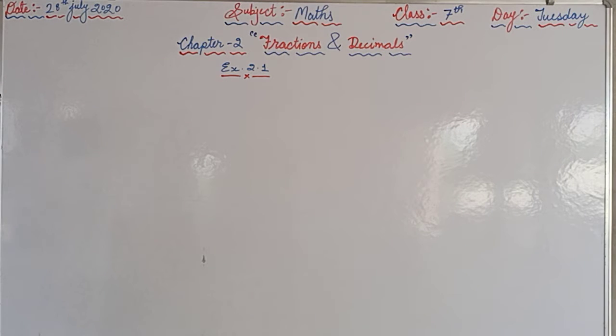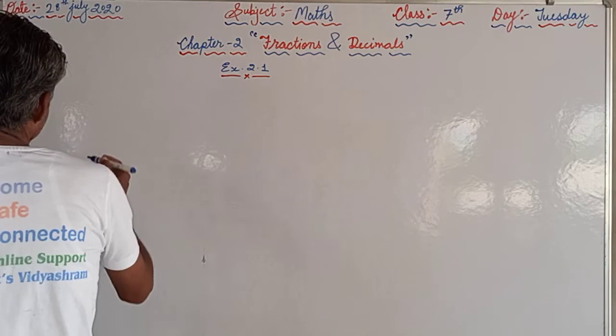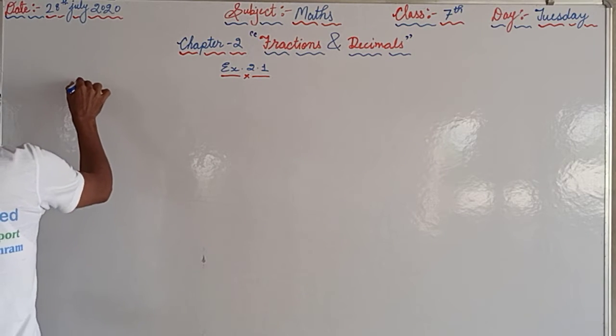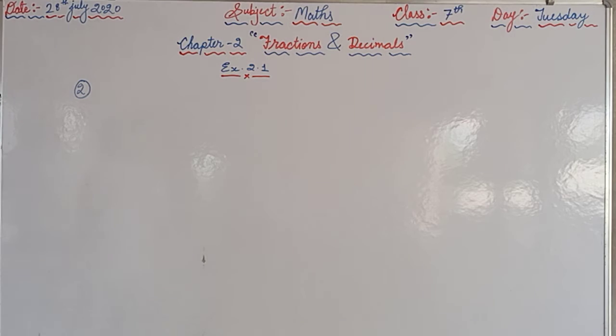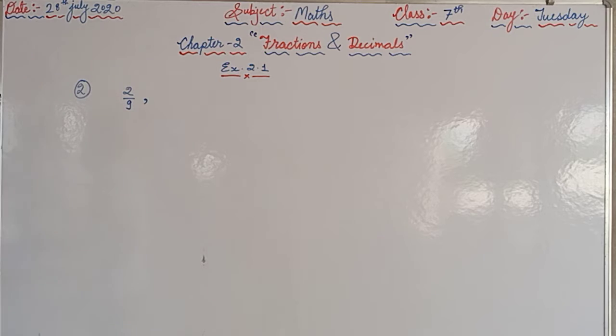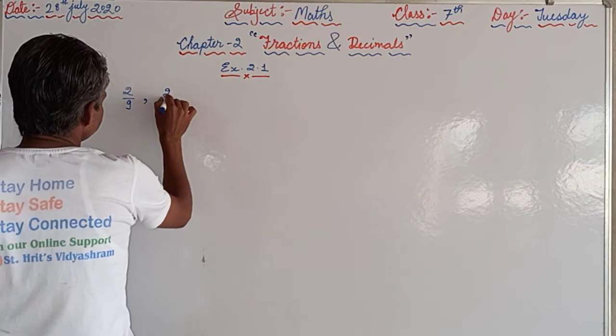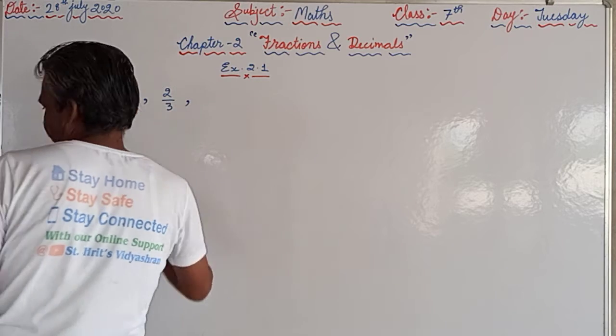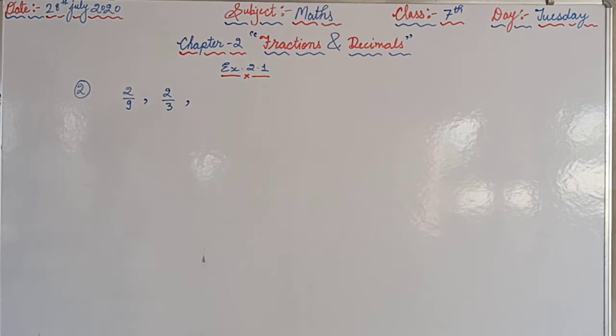So exercise 2.1, question number 2. In question number 2, some fractions are given. We are going to arrange them in descending order. The fractions are 2 upon 9, 2 upon 3, and 8 upon 21.